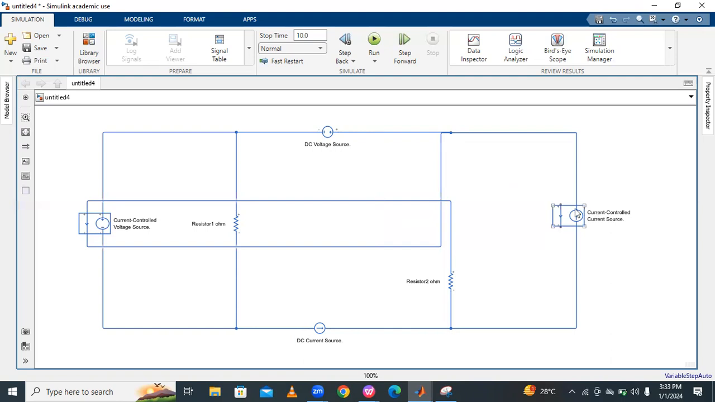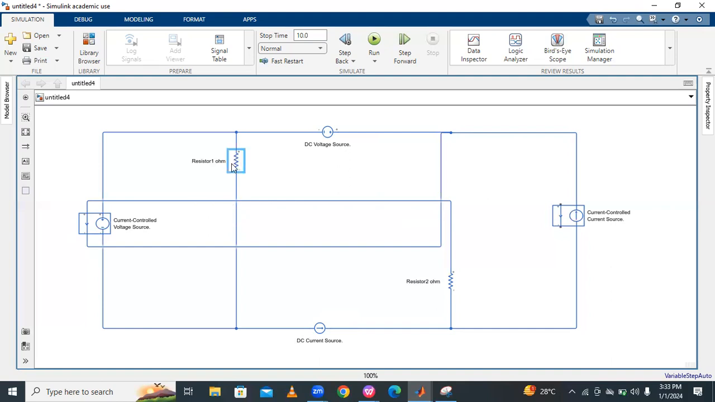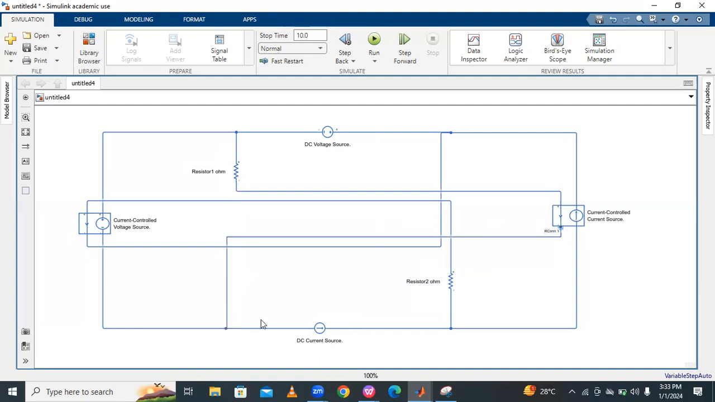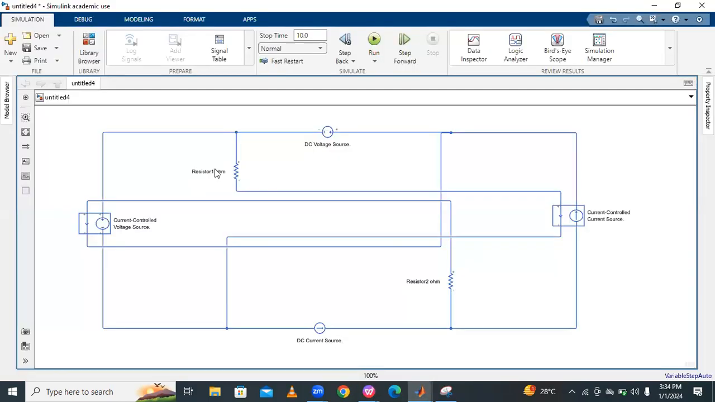Then the current controlled current source. This current controlled current source depends upon the 1 ohm resistor current, which is in the downward direction. So remove this element and connect here. The current is in the downward direction, so both directions are the same. The current leaves the 1 ohm resistor, flows into the dependent source in the downside direction, and is connected to the ground this way. This is our connection.